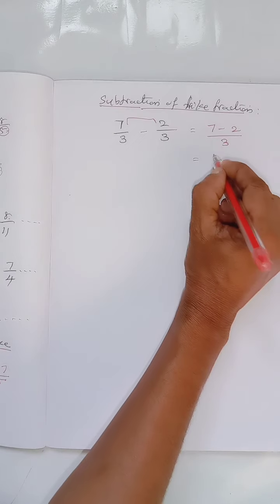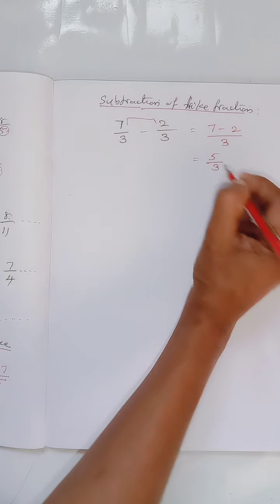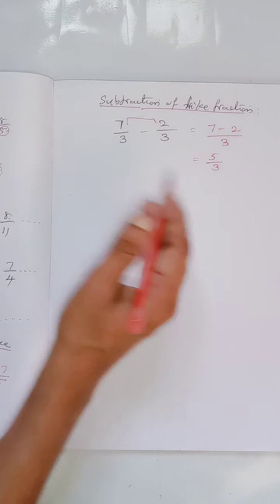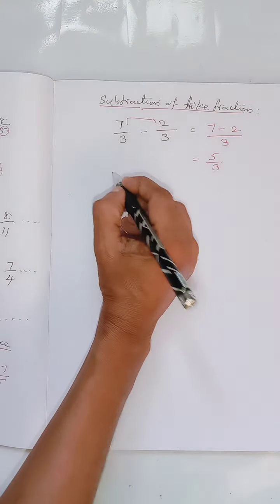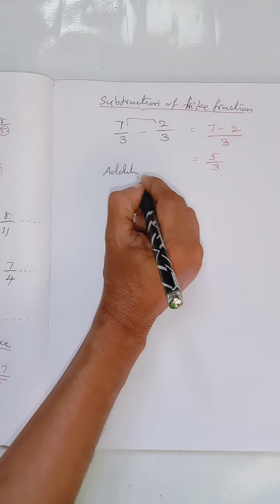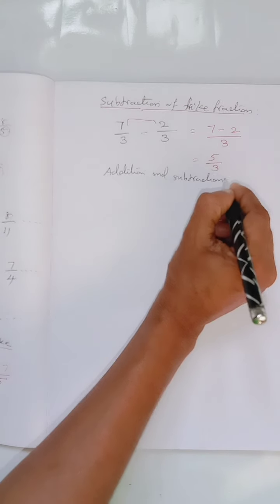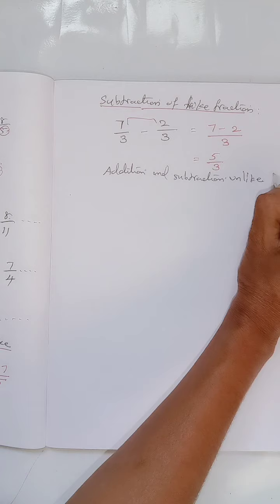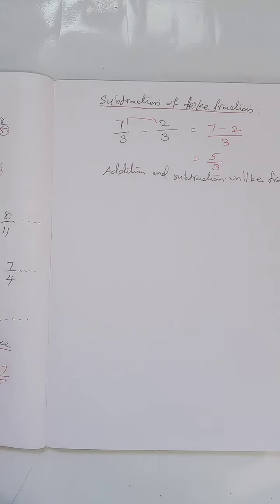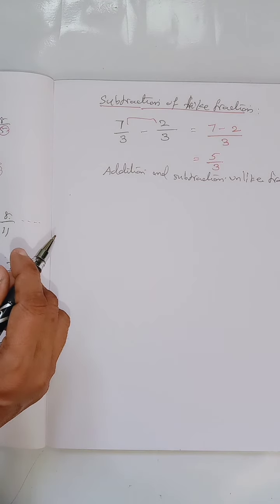So what is 7 minus 2? I'll be getting 5, right? So I can write this as 5 by 3. Okay, now let us see the addition and subtraction of unlike fractions. It is very simple. Please keep on watching.